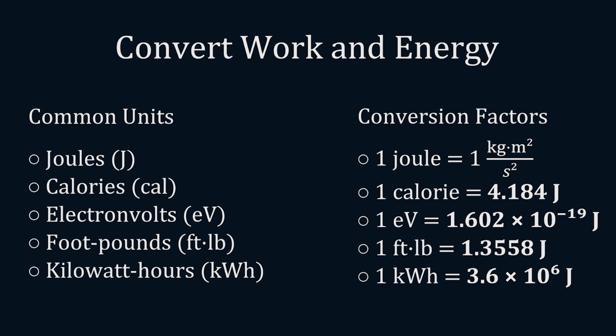Electron volts are used in atomic and particle physics to describe very small amounts of energy. Foot-pounds are used in engineering and mechanics, especially in the US, and kilowatt-hours are used for electrical energy. Each of these units measure energy or the amount of work done, but they come from different measurement systems. These systems include SI, imperial, and specialized fields. So converting between these units is a key skill in many physics problems.